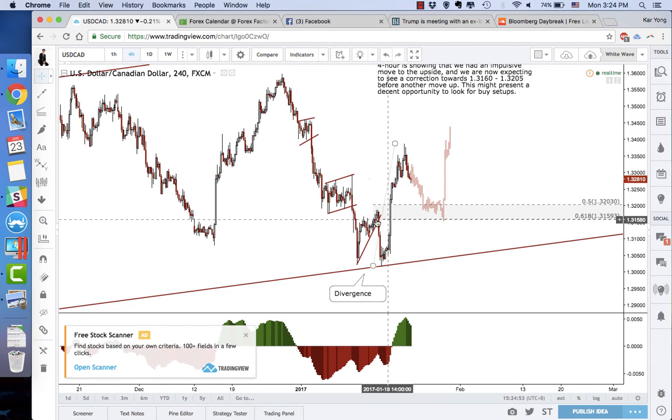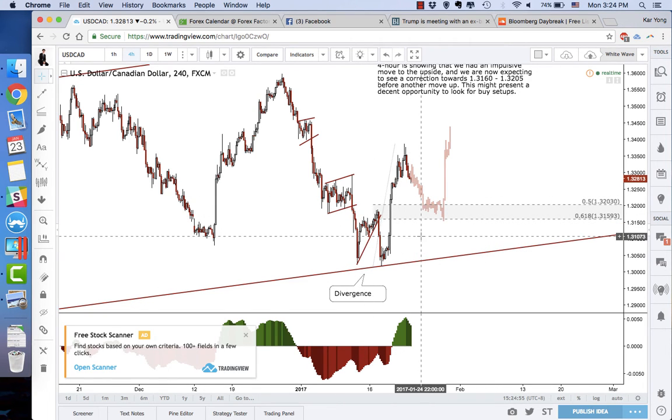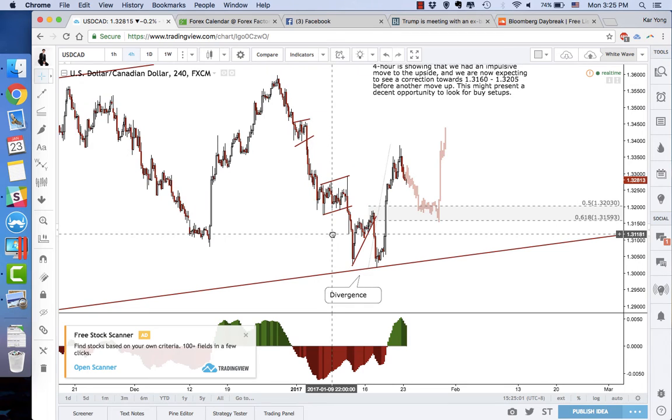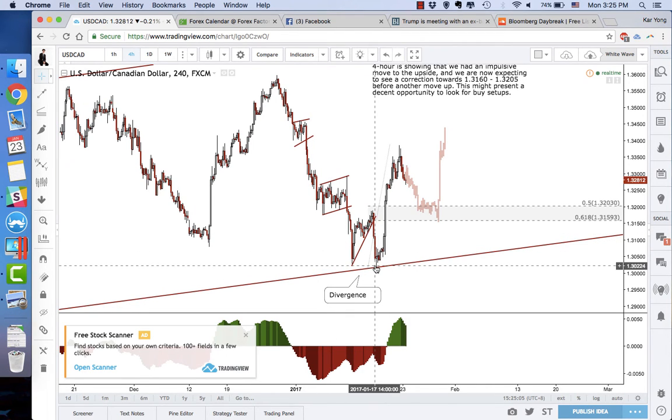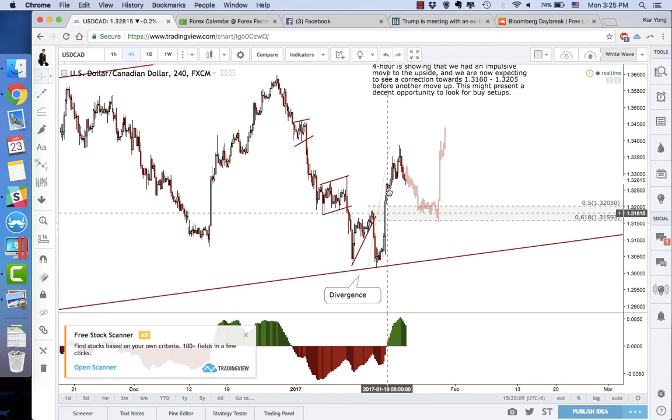And we are waiting for a corrective move to confirm the broken trend line. Okay, but we didn't get a corrective move. Instead, BOC came in and talked about the potential of cutting interest rate. That pushed the Canadian dollar very weak, and you can see dollar CAD actually rally from that. And this is a very strong impulse move.